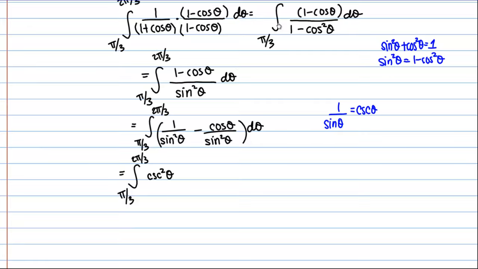But what about this second term? Let's look at this out to the side for a second. I could write this as cosine theta over sine theta times 1 over sine theta. Now, cosine theta over sine theta is the cotangent, right? The reciprocal of the tangent. And then we just said 1 over sine of theta was cosecant of theta. So then what I end up with is the integral of cosecant squared theta minus cosecant theta cotangent theta.